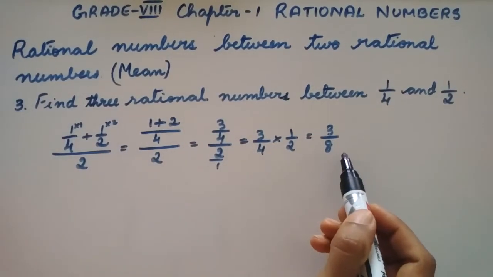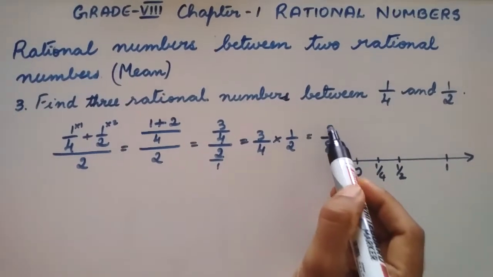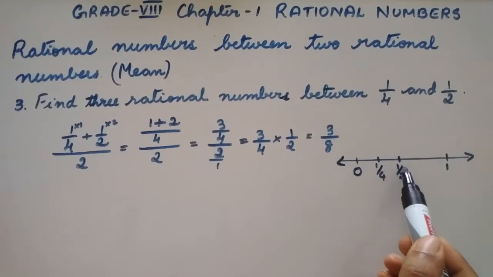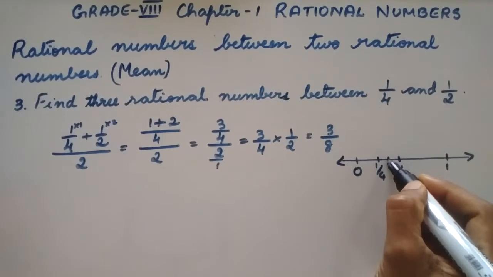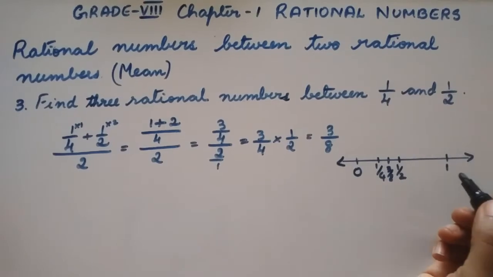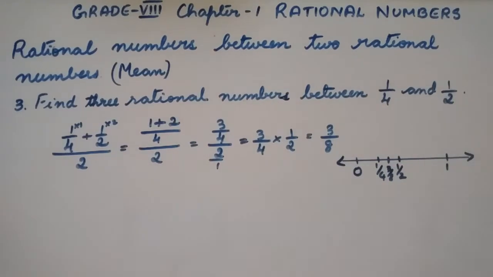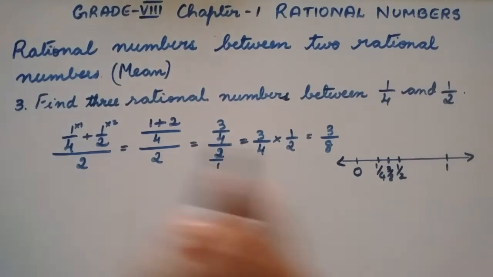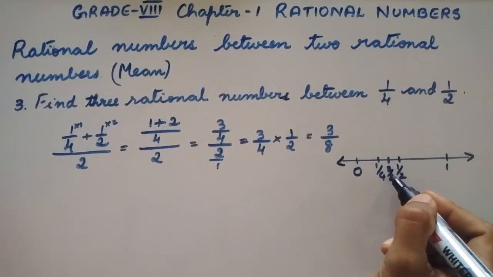This can also be shown on the number line. So 3 by 8 lies between 1 by 4 and 1 by 2. So here, this is 3 by 8. So we found one rational number between 1 by 4 and 1 by 2. Now let us find another rational number between 1 by 4 and 3 by 8.